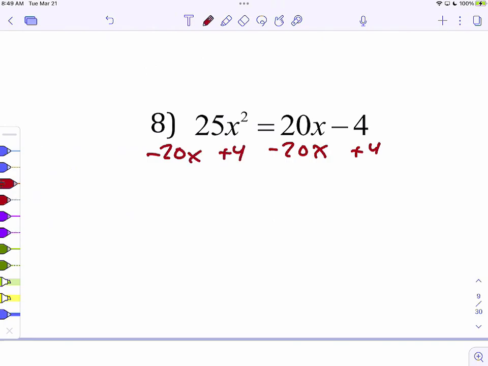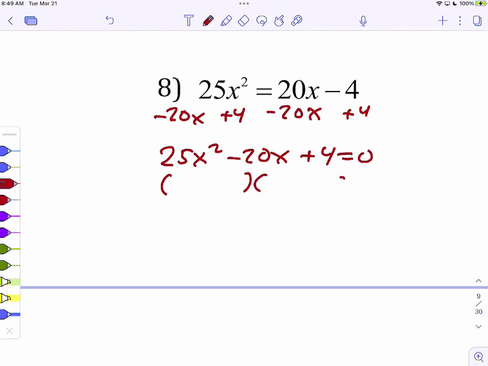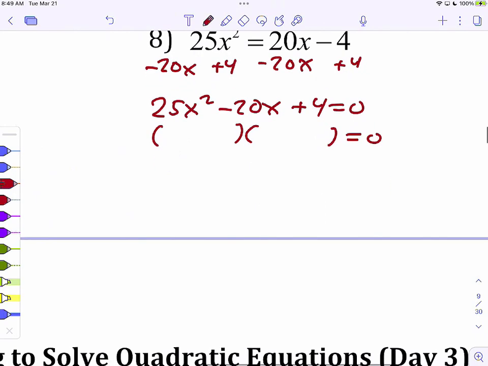But when you move something to the other side, if it doesn't combine with anything, it just becomes the opposite sign, right? That was a positive 20. Over here, it's a negative 20. That was a minus 4. Now it's a positive 4. This is another guess and check one. And when I'm guessing numbers that multiply to 25, I would start with 5 and 5. If that doesn't work, I'll try 25 and 1.